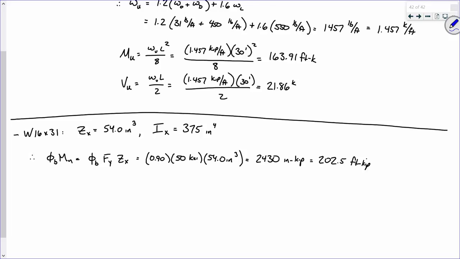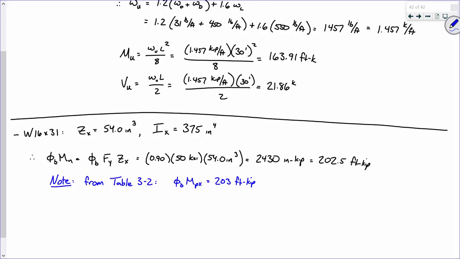Now note, from, oh goodness, getting ahead of myself, from table 3-2, help me out. What was this? 203 foot kips. So is everybody seeing how they're getting that value? I mean, that's just the plastic moment. Plastic moment is FYZX and then factored 0.9. The difference between the two is just rounding, okay?